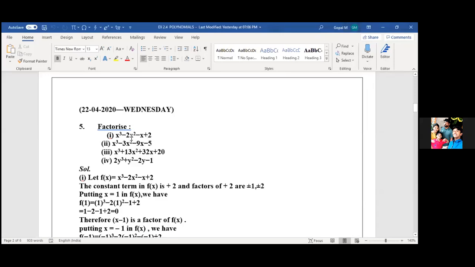So the first question is x cube minus 2x square minus x plus 2. Call this f of x or p of x. Both we call a polynomial. So we call it f of x and p of x, both are the same. x cube minus 2x square minus x plus 2 is a polynomial. Here, what is the constant term? 2. Am I clear, children?